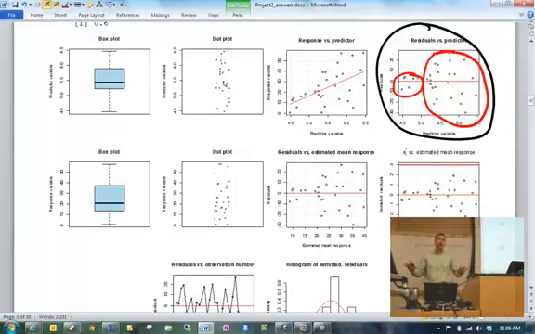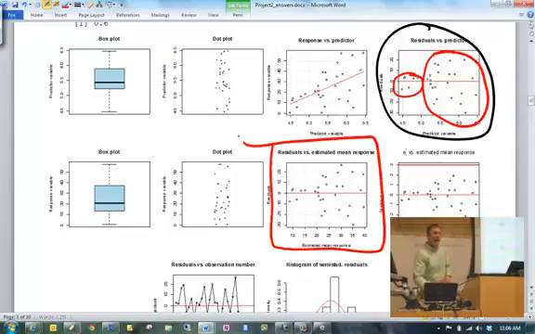And that's it. Then when we look at the residuals versus y hat, this is to look for the constant error variance problem. We see smaller variability here than what we have out here.